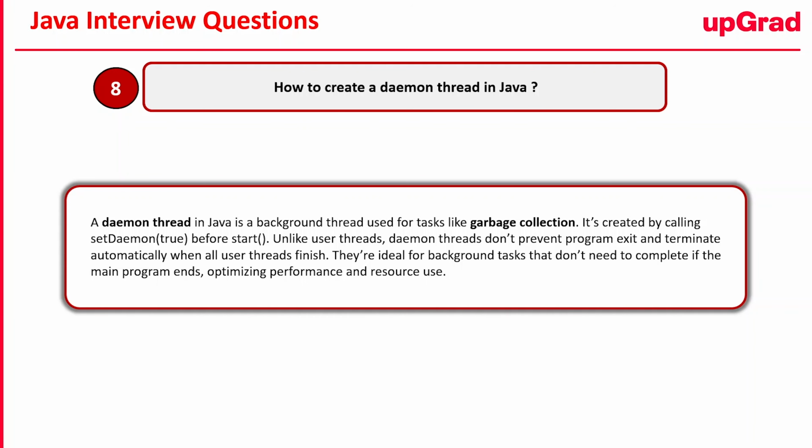Daemon threads automatically terminate. These threads are useful for background tasks that don't need to complete if the main program finishes, optimizing performance and resource utilization. By using daemon threads, developers can ensure that important auxiliary tasks are handled efficiently without blocking the termination of the main application. Alright, so this was about the daemon thread.